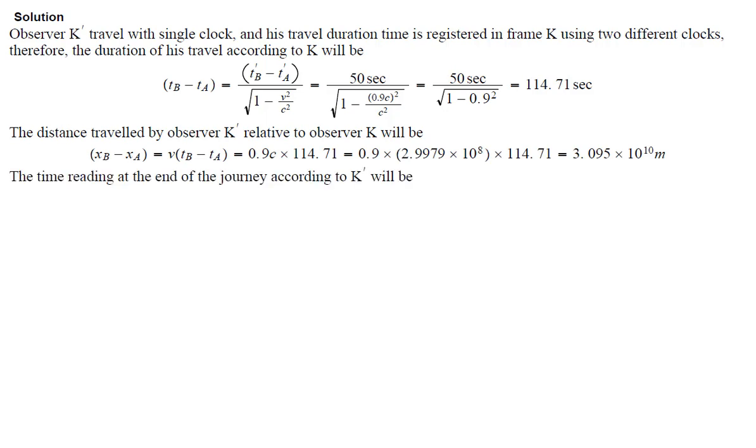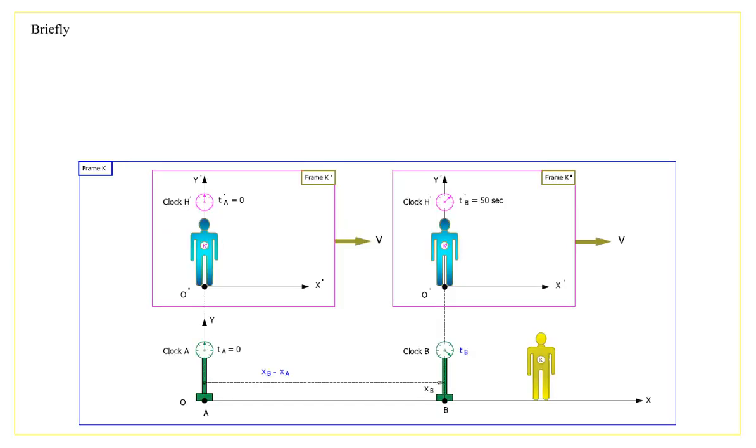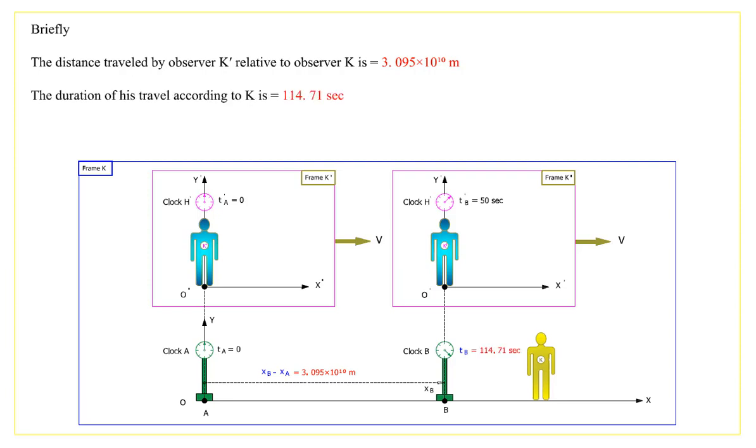The time reading at the end of the journey according to K' will be t'B equals 50 seconds. The time reading at the end of the journey according to K will be tB equals 114.71 seconds. Briefly, the distance traveled by observer K' relative to observer K is equal to 3.095 times 10 to the power of 10 meters. The duration of his travel according to K is equal to 114.71 seconds.